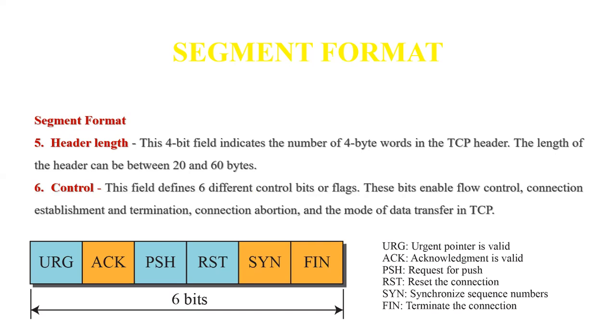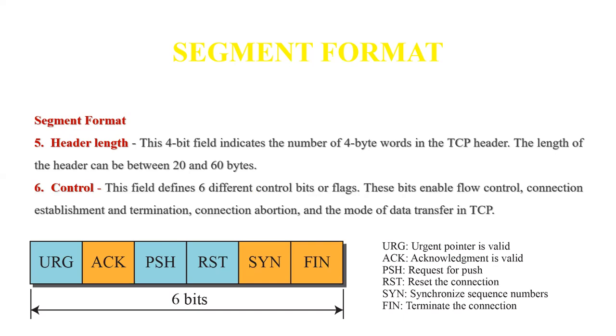Urgent. The urgent pointer is valid, which is set when the data segment has to be sent immediately and is very urgent. The next field is acknowledgement. Acknowledgement is a field which is set when it is sending the acknowledgement data. PSH, which is request for push, indicates that this data is an emergency, so we have to push this data. Next comes the reset.